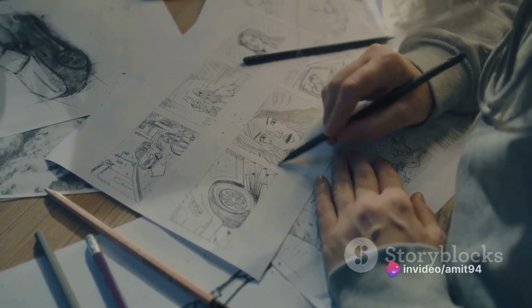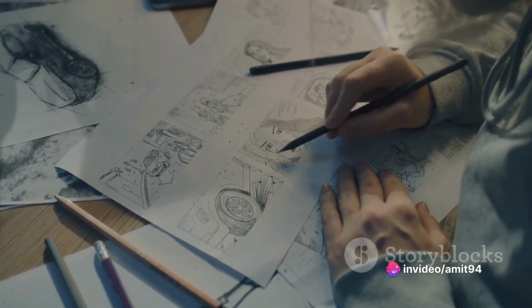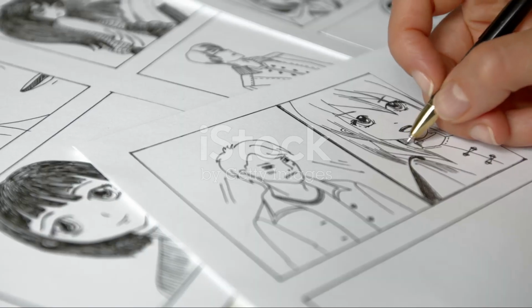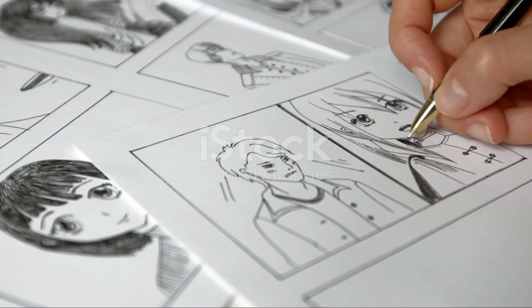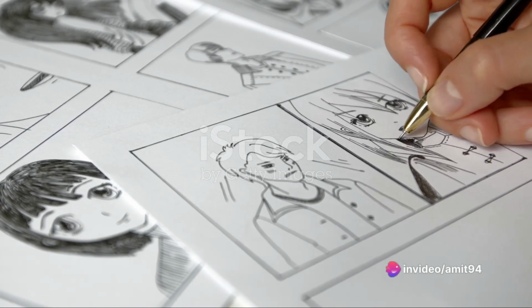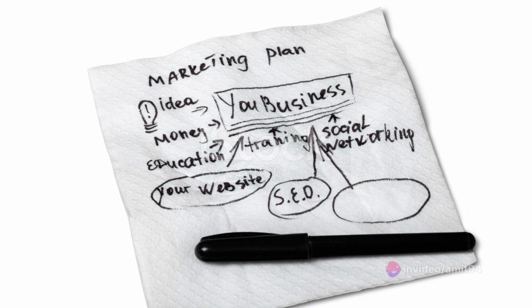A clear storyline gives your animation a structure, a path to follow. It's like the backbone of your animation. Without it, your animation may seem scattered, confusing, or even boring. A well-outlined story, on the other hand, can guide your animation from start to finish, ensuring that each scene flows seamlessly into the next. So, how do we create a clear storyline?